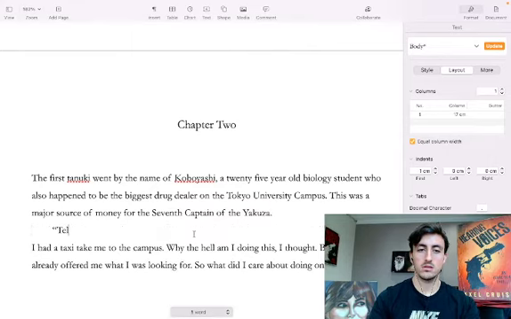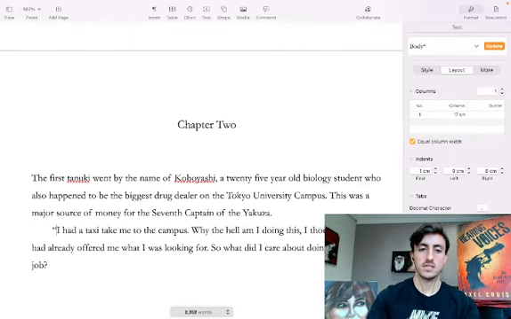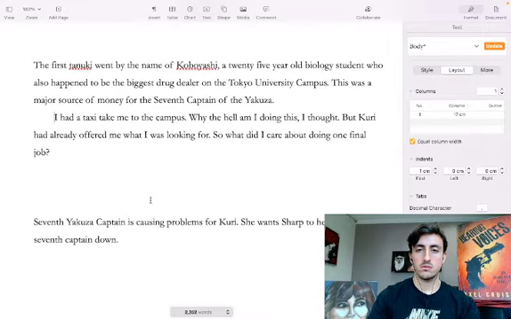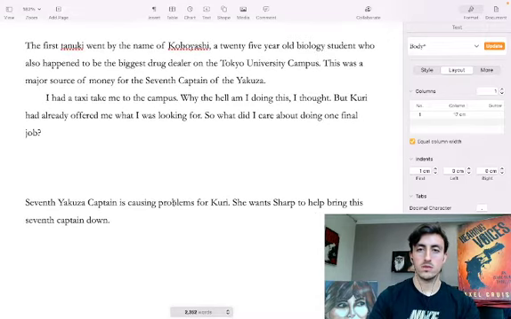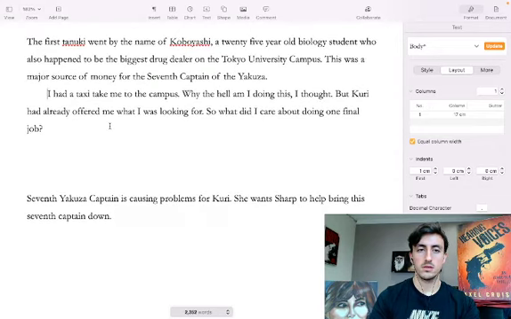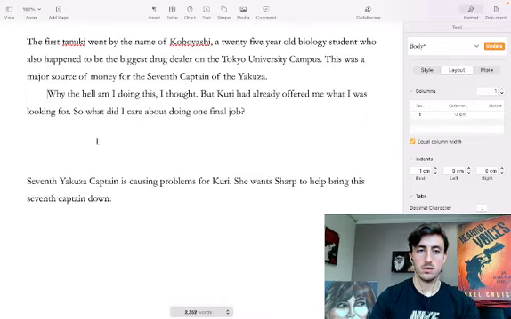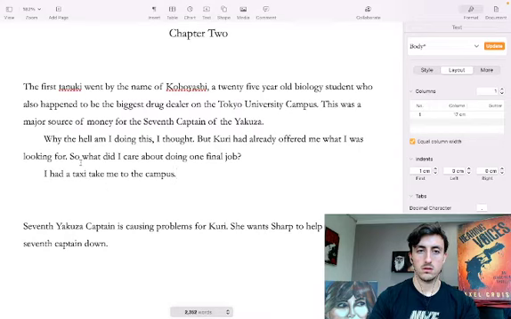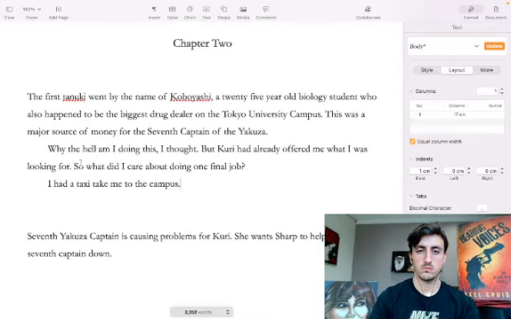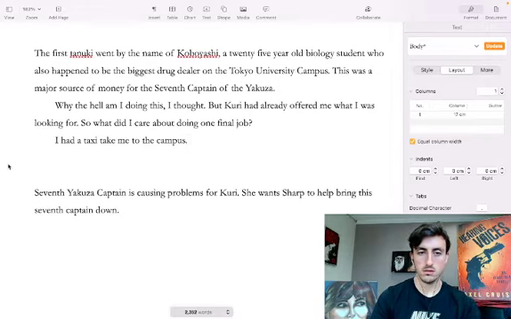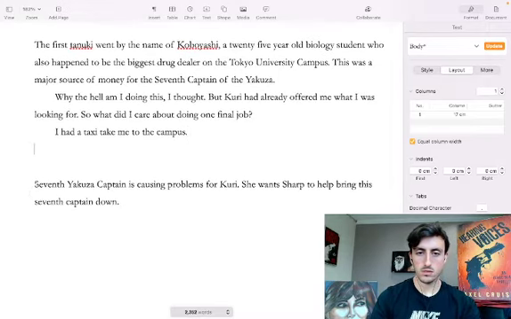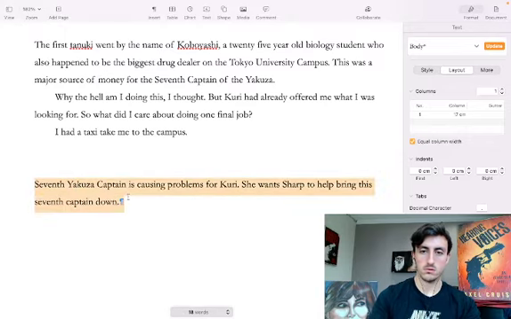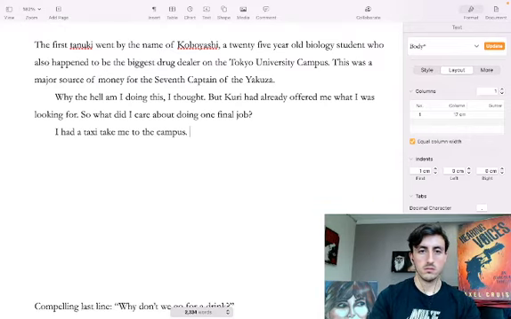So let's see. I just want to make this formatting correct. Text me. But Curie already offered me what I was looking for. So what do I care about doing one final job? Okay. Maybe this goes here. Okay. Yeah, that's not so bad, not so terrible. Okay. Seventh captain is causing problems for you. Right, she wants to help bring the seventh. Right, okay. Have a taxi take me to the campus.